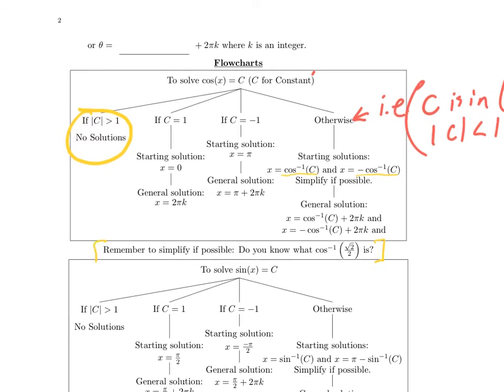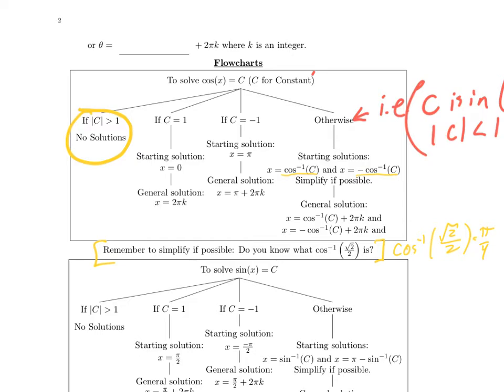For instance, if you have the inverse cosine of the square root of 2 over 2, you know that the inverse cosine of the square root of 2 over 2 is pi over 4. So simplify if possible. Then the general solution, just take those solutions, add 2 pi k's to them. Very good. Same thing for sine.